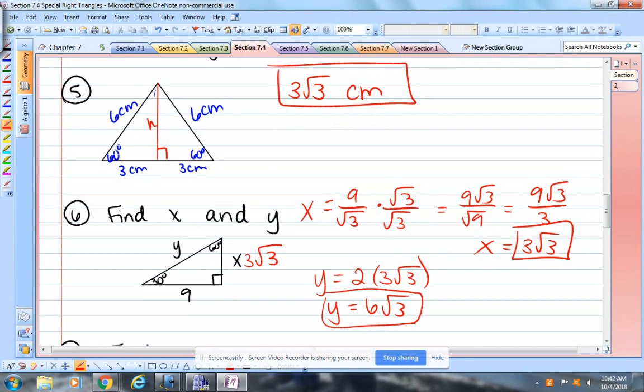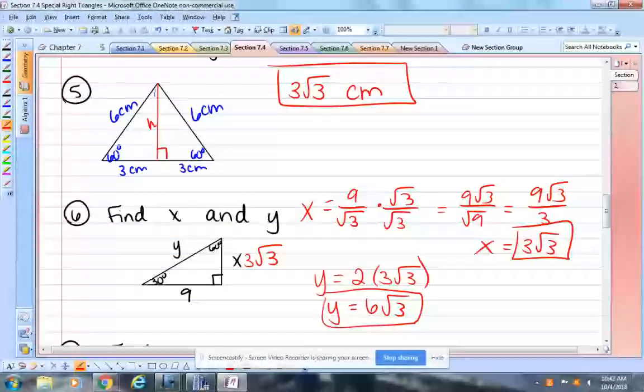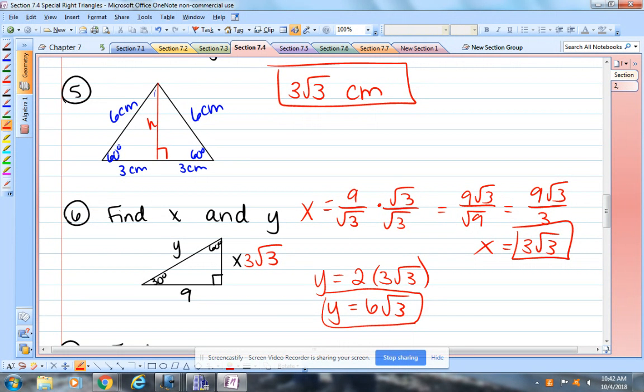That's as hard as it gets, is when they give you the long leg, because you got to start by dividing by radical 3. Okay? So they give you the long leg. You divide by radical 3 to get back to the short leg. You double the short leg to get the hypotenuse. That's seriously the hardest ones they give you. If they give you the short leg, it's a lot simpler to me. And if they give you the hypotenuse, you just divide it by 2 to get the short leg, and then you multiply by radical 3 to get the long leg.